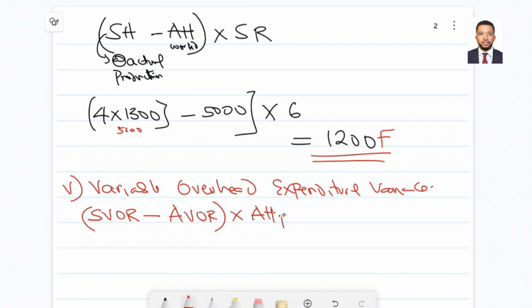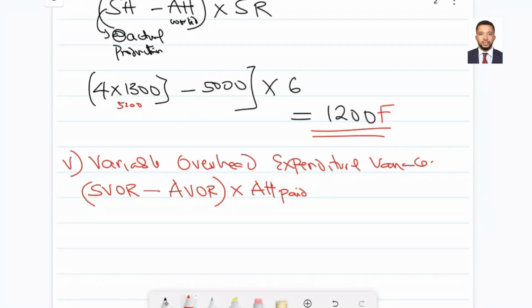Actual hours paid. Any problem? Standard variable overhead rate, how much? 15 naira. Some persons are not even checking. 15 naira minus actual. This is not efficiency. It is the rate you're giving me. 15 is the rate, 15 naira.